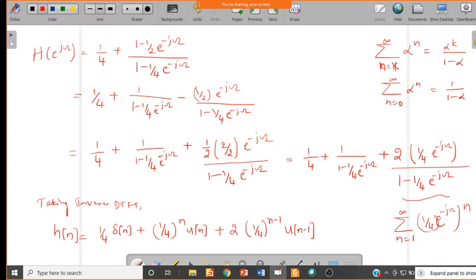Okay, so if I put the value of k equal to 1, you will get alpha by 1 minus alpha. So the same expression is compared here. So wherever the alpha is there, we can replace it by 1 by 4 e power minus j omega. So that you will get the expression like this. So this is the whole impulse response of the system, which is given input and output. Okay, understood? Any doubt in this?